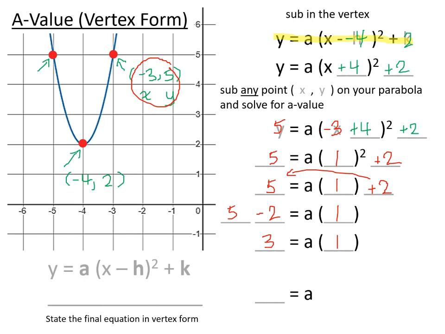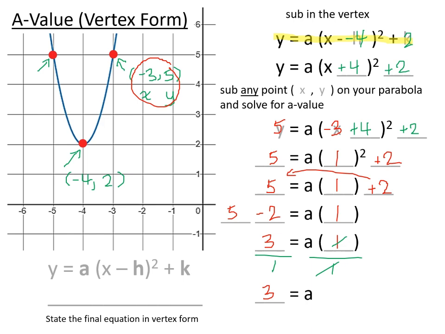Now, to isolate a, we want to divide both sides. We're going to divide both sides by 1. These 1's are going to cancel out, and let's simplify 3 over 1. 3 over 1 just simplifies to 3. So 3 is the a value.